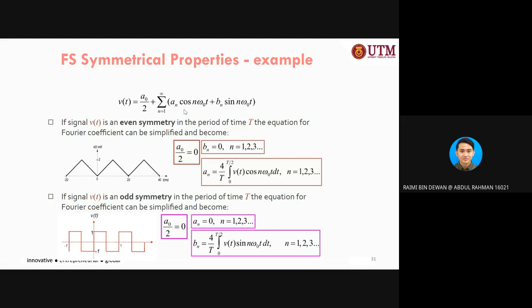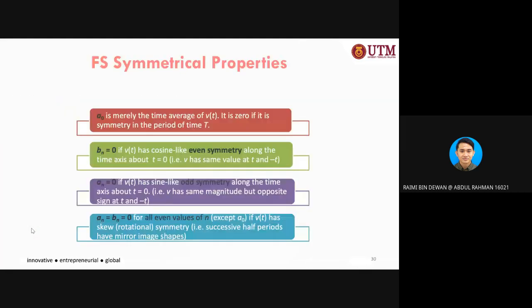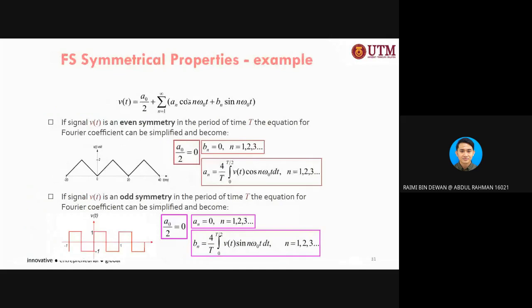Okay, it is 5. It is 5 because it's the fifth harmonic. If we refer to the previous slide, where is the previous slide? Here, harmonic frequency. So n is 1, 2, 3, 4, so it's 5. For the 5th harmonic frequency, it will be 5. So we have n from 1 until 5.